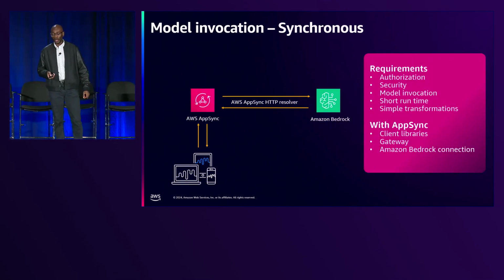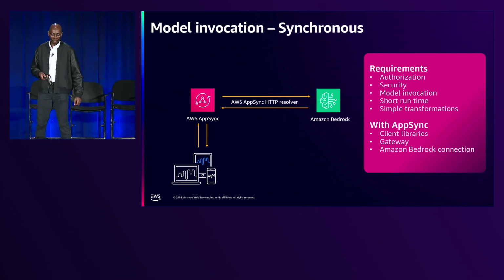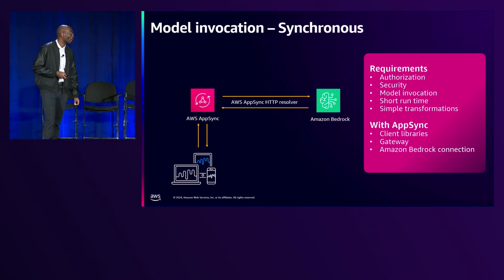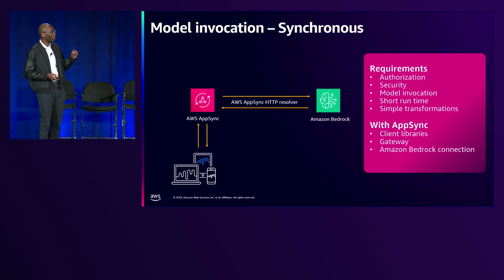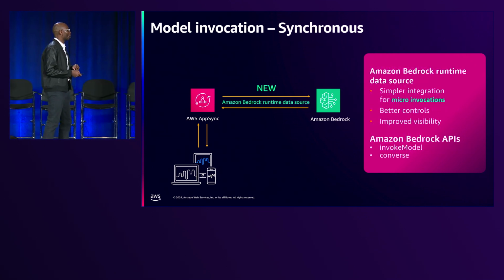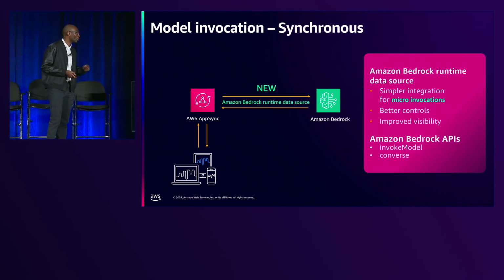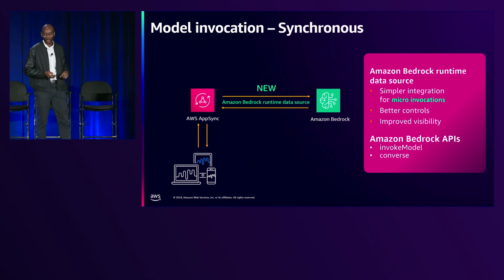If we dig a little bit more into the invocations, like I said, you can use an HTTP resolver to invoke your Amazon Bedrock model. This is super easy. This is for situations where you know that your response is going to take less than 30 seconds. The newest thing that we have is a direct integration with Bedrock, where you can use a Bedrock runtime data source in AppSync.